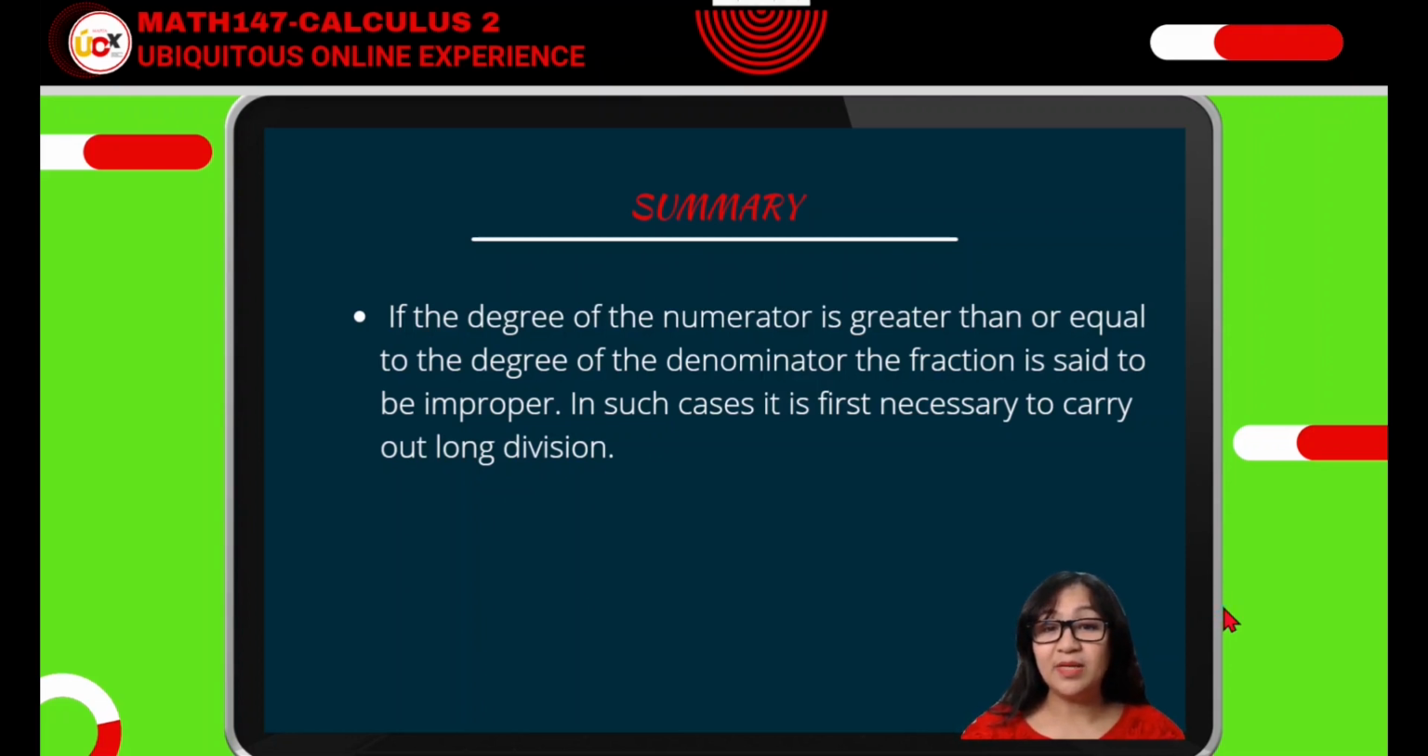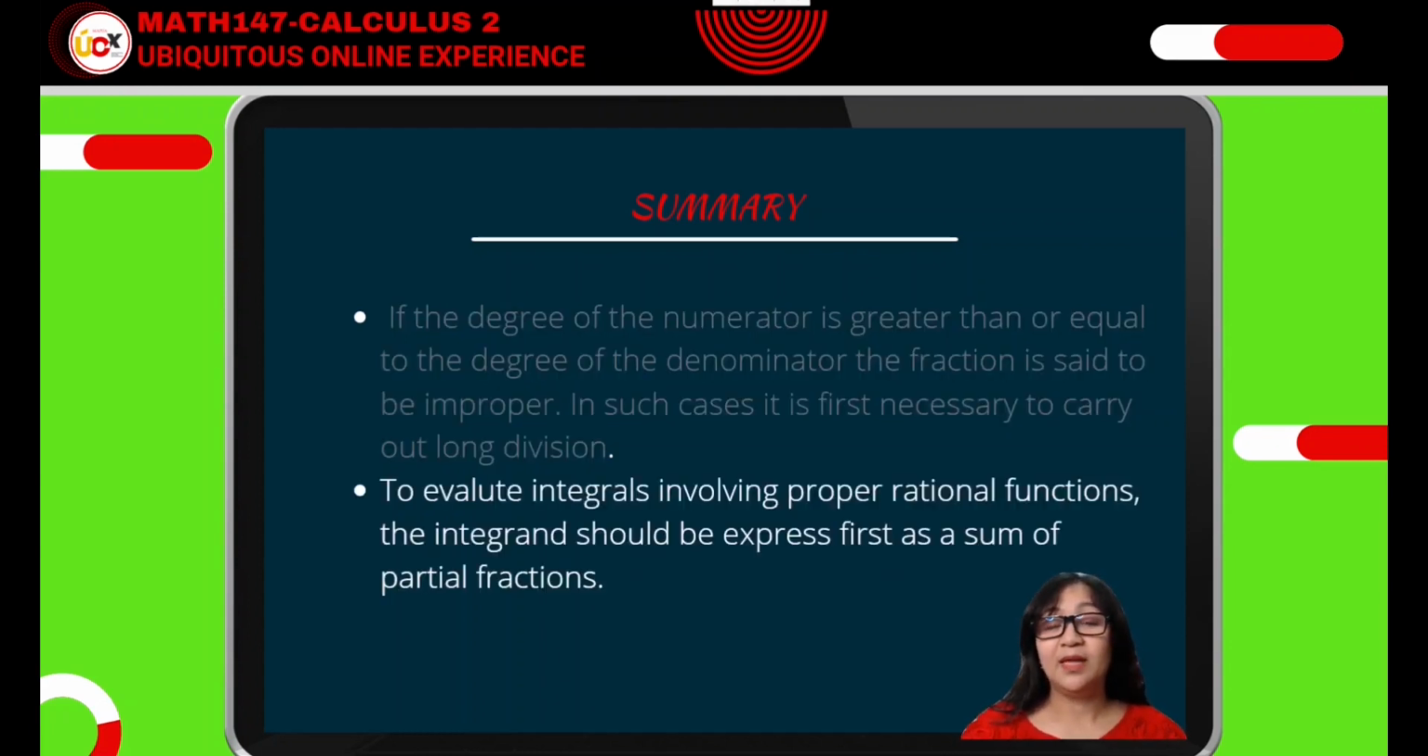So in summary, we have learned that if the degree of the numerator is greater than the degree of the denominator, the fraction is said to be improper. So in such cases, it is first necessary to carry out long division before you proceed to integration. And to evaluate integrals involving proper fractions, the integrand should be expressed first as a sum of partial fractions.